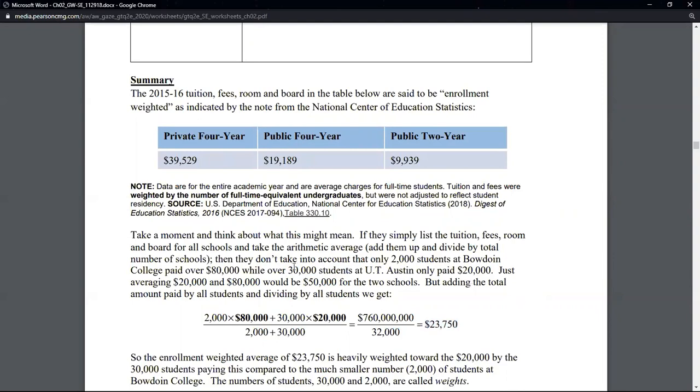So because there were a ton more, 15 times as many more students at Austin versus Bowdoin, the B school, because there were way more students, that average is a lot closer to what they're paying than what the other people are paying.